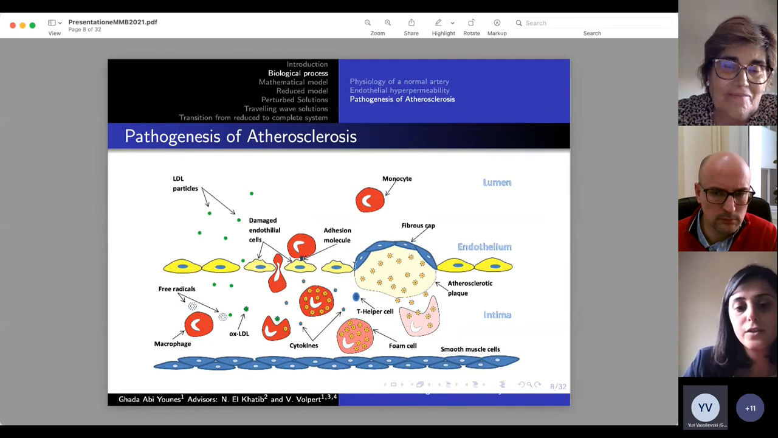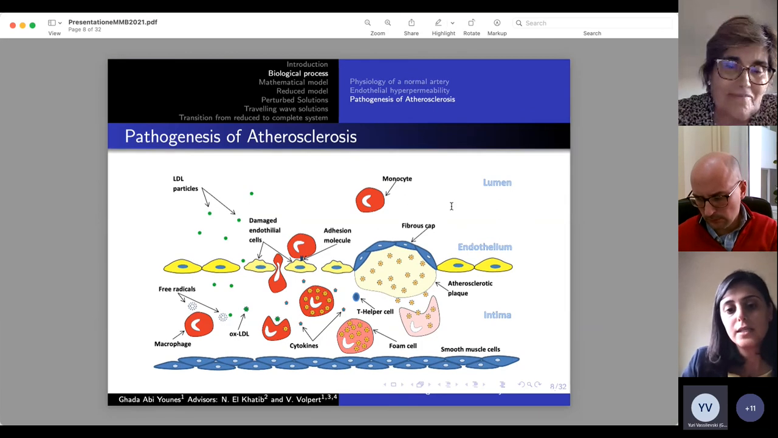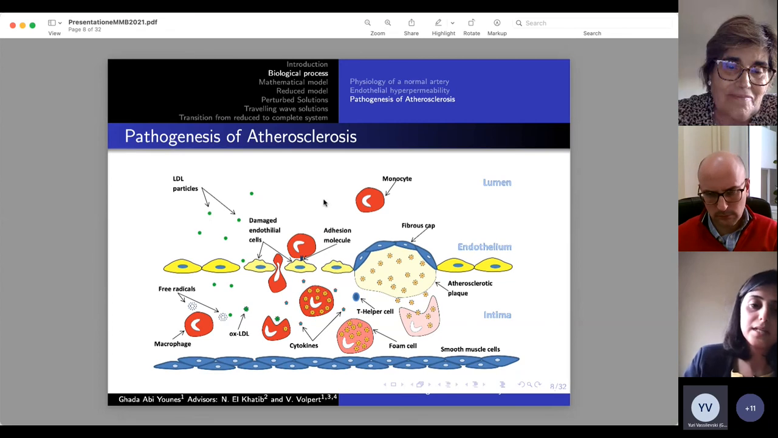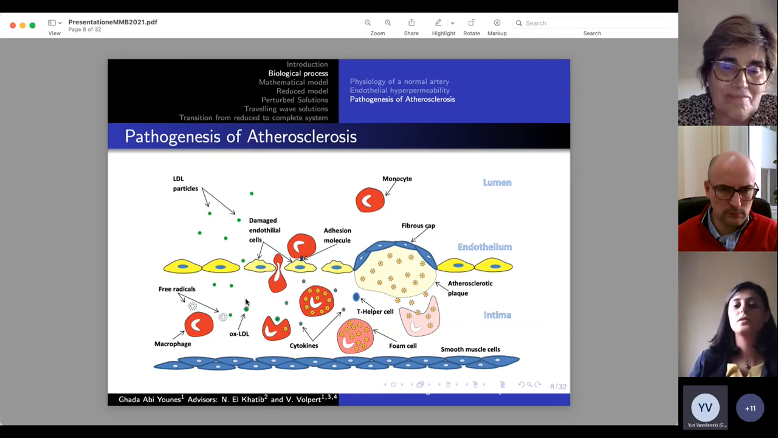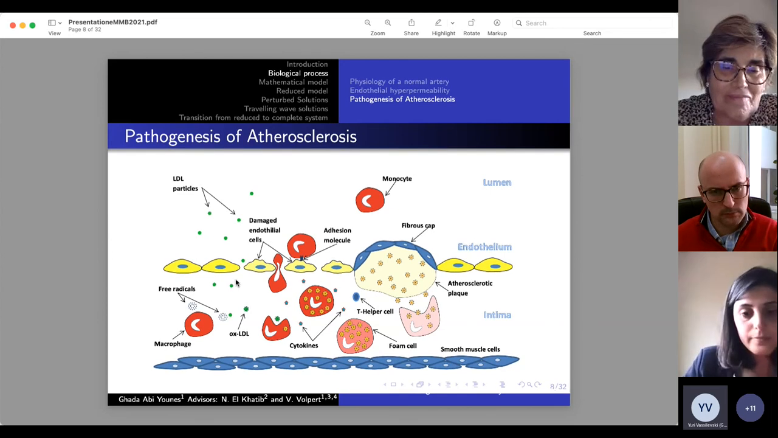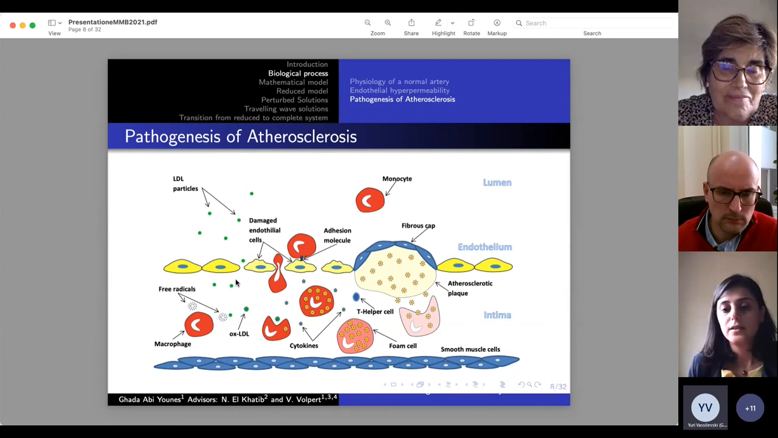Now, when we have this endothelial dysfunction, the blood flow that passes here causes an additional passage of LDL towards the intima, and of course this causes an additional inflammation inside the intima. Vitaly, is this what you want that I talk about?